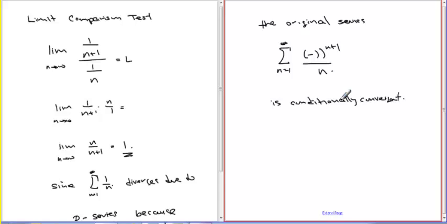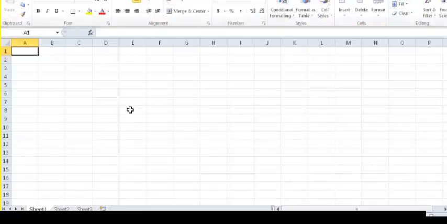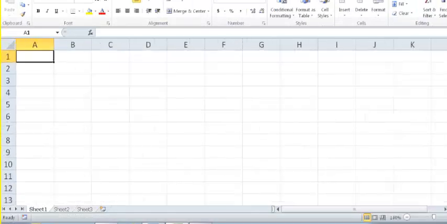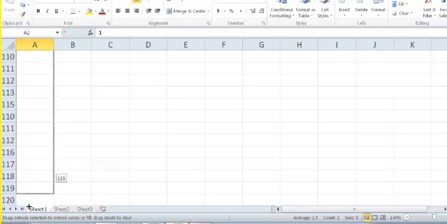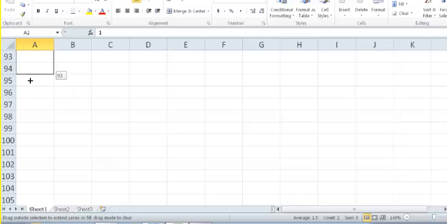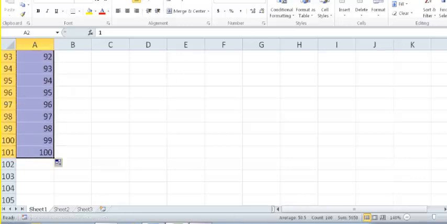So let's actually prove what the heck they're talking about there. I'm going to use Excel again, and we're going to look at both of these. We're going to start with n equals 1. Here's n: 1, 2, and then we'll do 100 terms and see what happens here. So we're going to do two series.